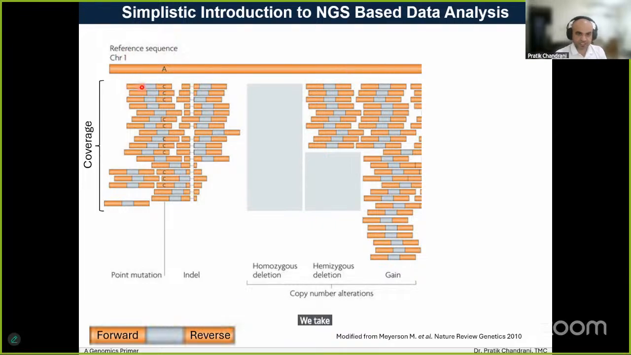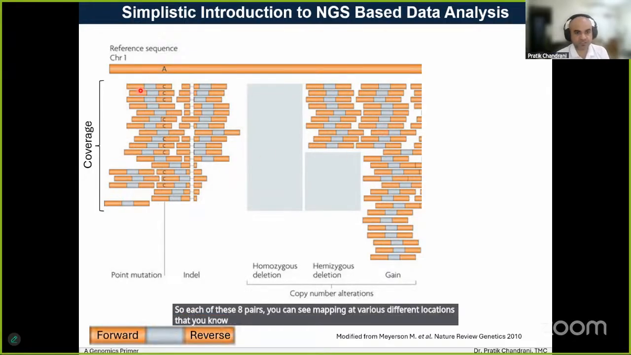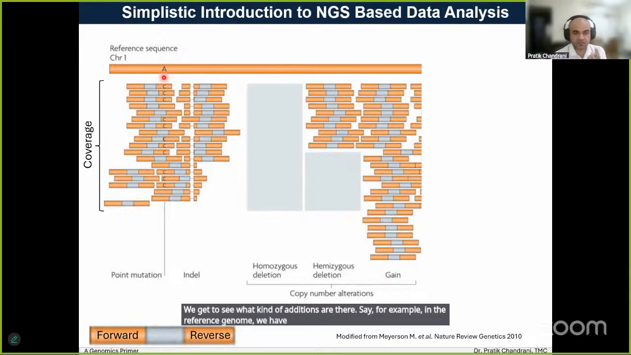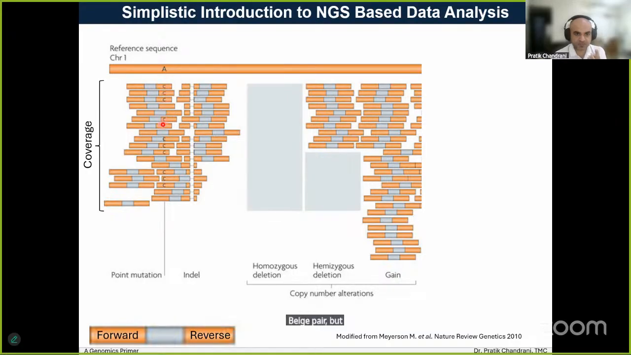We take our NGS data and align it to the reference genome so that we can find out where they are mapping. So each of these read pairs you can see is mapping at various different locations in the genome. And after this alignment, we get to see what kind of alterations are there. Say, for example, in the reference genome, we have an A base pair, but in the sequencing data, we see a C base pair at various different locations.